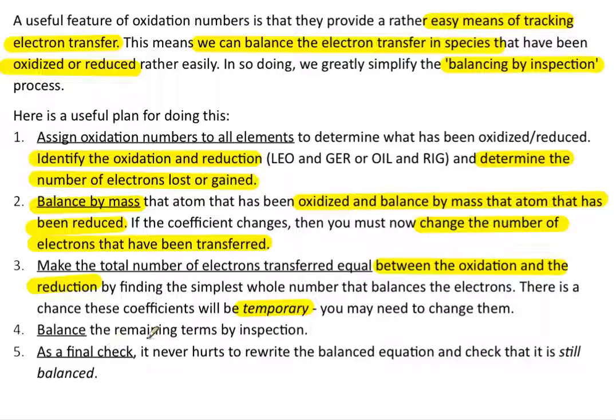You finally balance the remaining terms by inspection. So we've done that, but it's usually far simpler because you've eliminated a lot of the complicated balancing by balancing the electron transfer. And as a final check, it never hurts to rewrite the balanced equation and check that it's still balanced. Okay? So that's about a 5-step plan to get you through balancing some of these complicated equations using the assignment of oxidation numbers. So let's look at some examples.